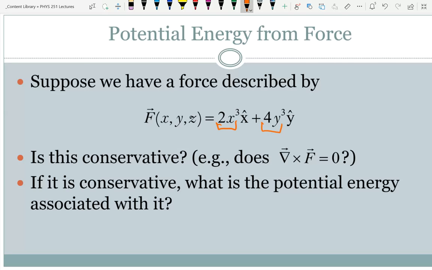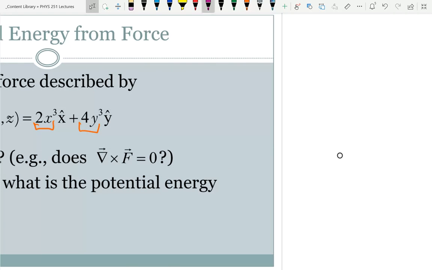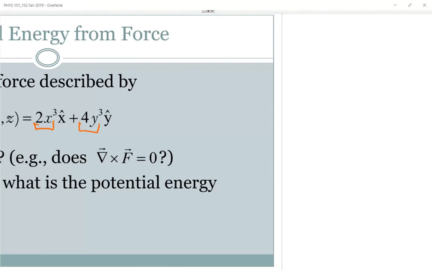You know the curl is zero. I don't have to do the math because I have enough knowledge to know that. If you don't have enough knowledge to know that, you can do the curl. No one's going to mark you wrong for doing the curl. We have one question. Sure, I can do the curl, just to make sure I know. Yeah. Well, why don't you tell me what to do?